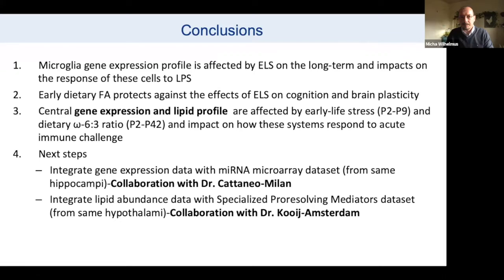What is currently ongoing is that, within the same samples where we measured the gene expression, we are now looking at microRNA expression and integrating these to further understand and dissect how these gene regulations might be occurring. And next to the lipid profile with this broad lipidomic approach, we are also looking at the specialized pro-resolving mediators in collaboration with HiSCOI, and trying to integrate the lipidomic and pro-resolving mediator profiles of the hypothalamus in response to these exposures.